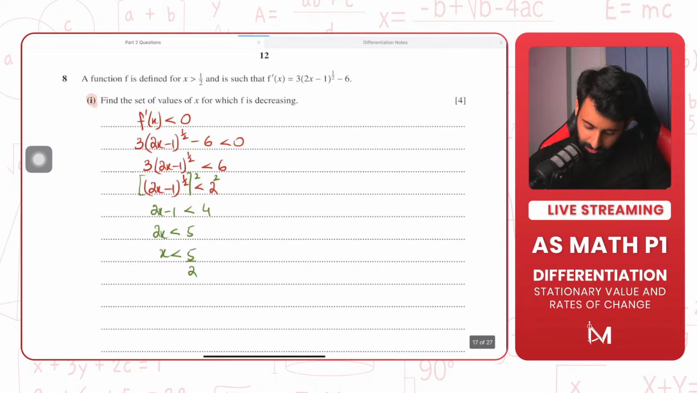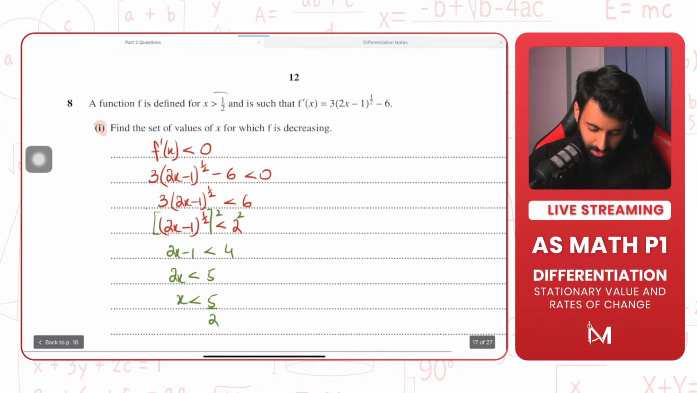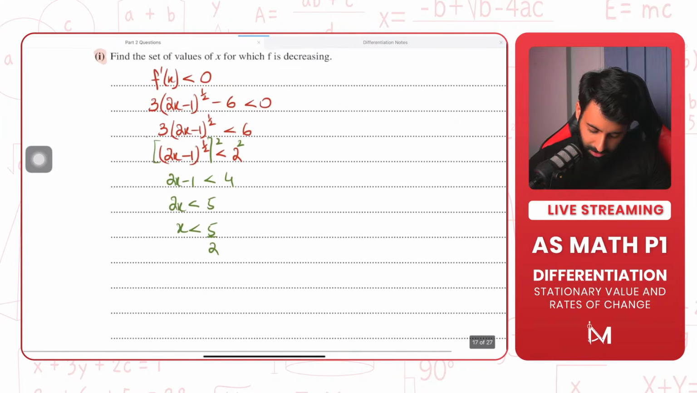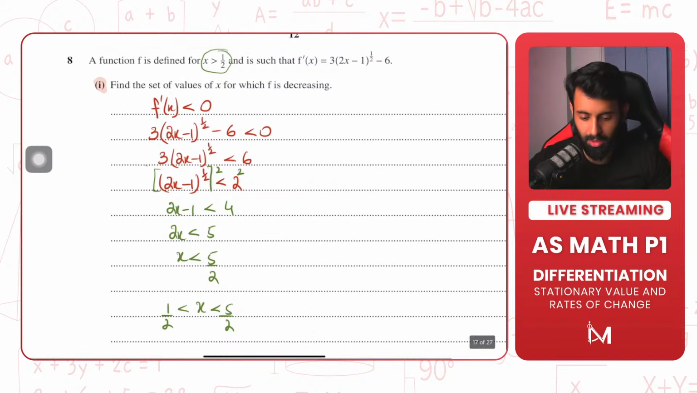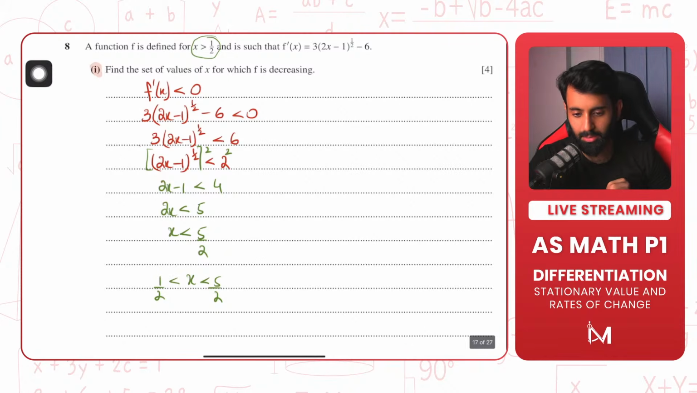Thank you, Hunan. Now, when you're giving your final answer, do keep one thing in mind, that the question here says x is greater than half. So when you're giving a final answer, make sure to write your answer in range form, because if you just leave it at x is less than 5 upon 2, that's incorrect. Why? Because there's already a range of x where it's greater than half. Okay. Anyway, so that was one question.